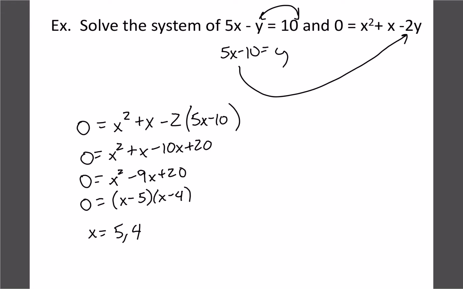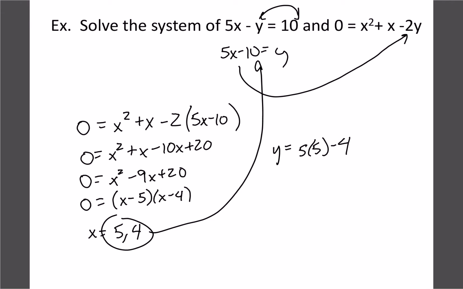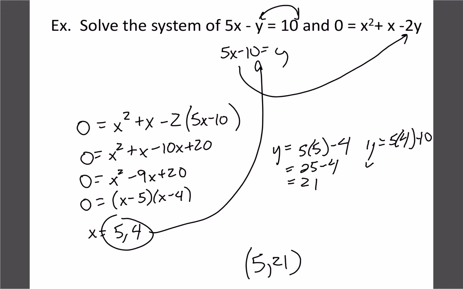So the only thing we got to do differently now is we got to plug both of those into our y equals. So let's go 5 times 5 minus 4. And that'll give us 25 minus 4, which is 21. So that means our first coordinate is 5 and 21. And then let's do the same thing with 4. So you'd have 5 times 4 minus 10. So that's going to be 20 minus 10, which is 10. So that means our second coordinate then is 4 and 10.